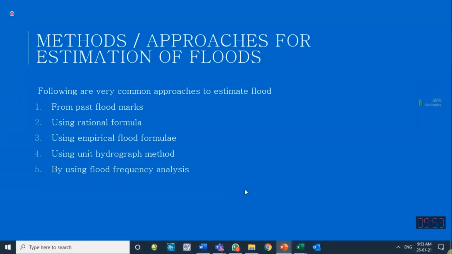And here are some of the methods which can be used for estimation of the flood flows or flood values. From the past flood marks, we can see how much flooding historically occurred. The historical data can help us estimate how much future flooding is possible. Sometimes we have the data of the flows recorded in a river, and sometimes we don't. If we don't have the data of the flow, then we go to the region and we ask people or we see the flood marks. So that is called estimating the flood from the past flood marks.